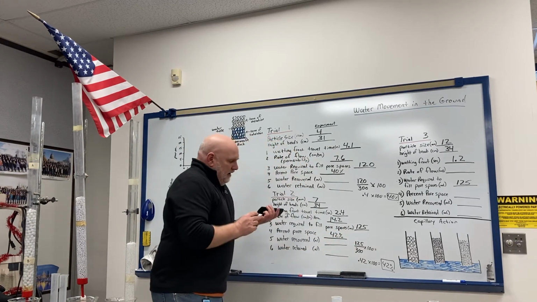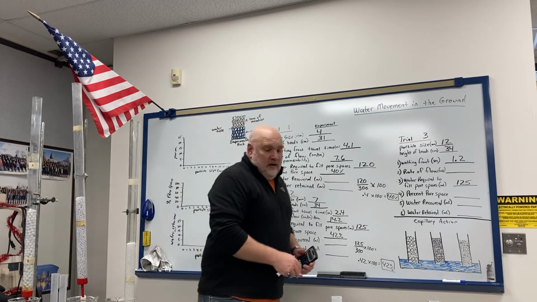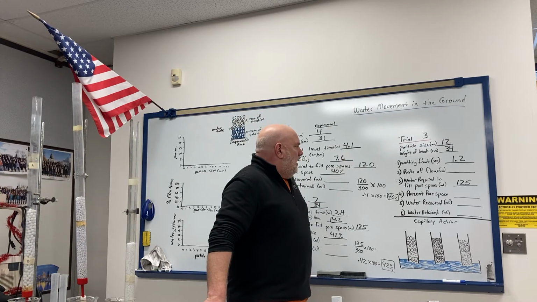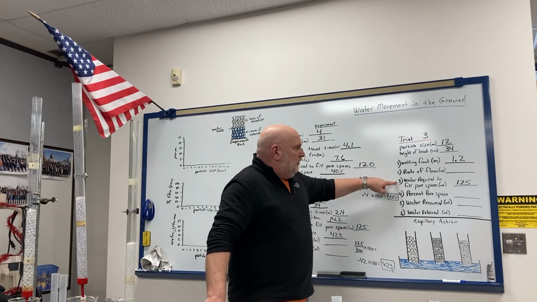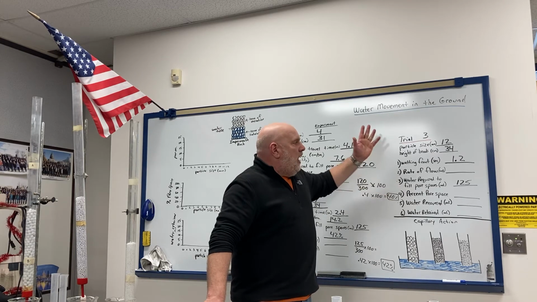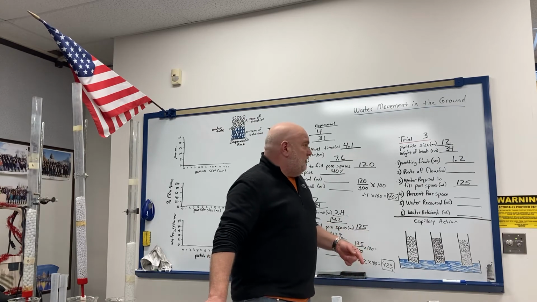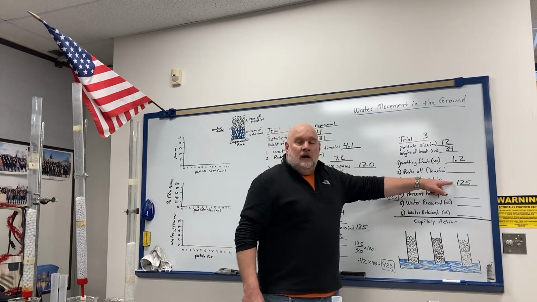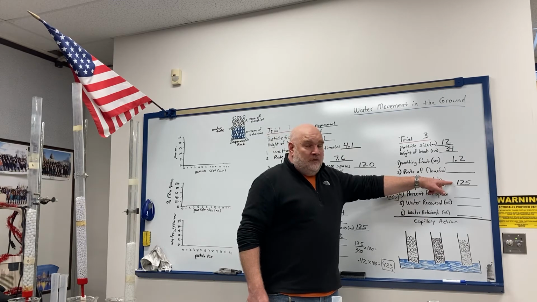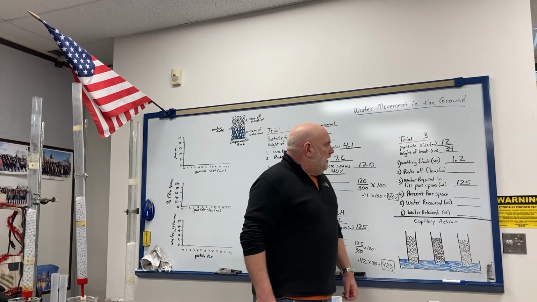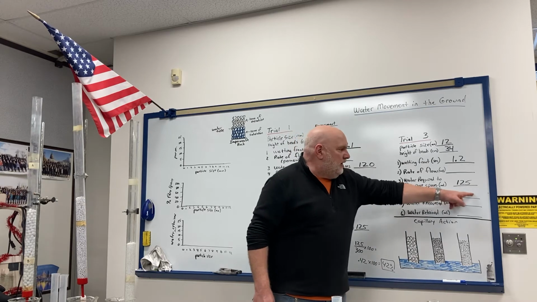And then for trial 3, it's going to be the same thing. Same procedure. I got 125 is how much water it took to fill up the particles. There were 300 milliliters of particles. So what you want to do is take that number right there, divide it by 300. So 125 divided by 300, then times 100 to make it a percent. So that's the number you're going to write right there.